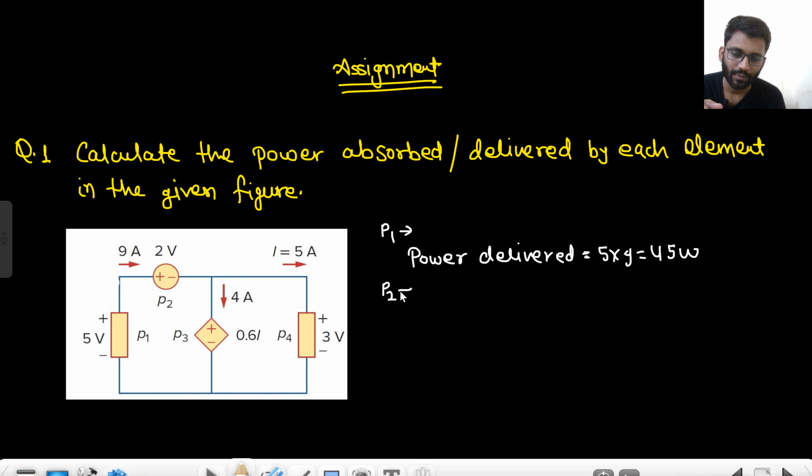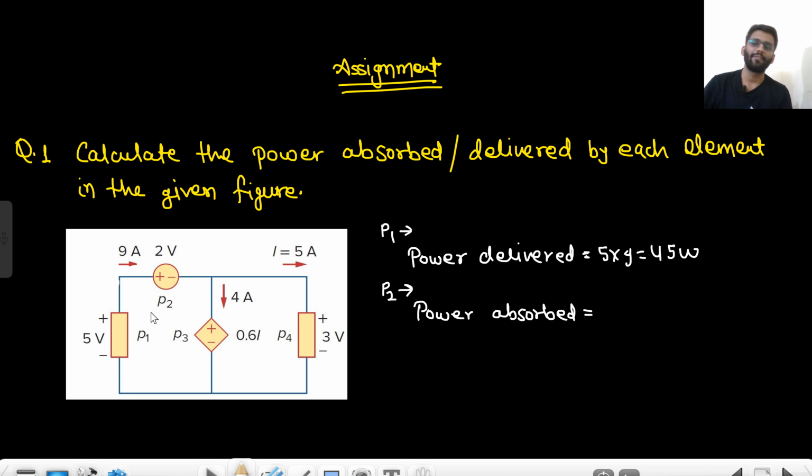Let's talk about P2. Current is getting into the positive terminal. That means power absorbed. If the current is getting into the positive terminal, the power is being absorbed, and if it is getting out of the positive terminal, it is being delivered. So power absorbed is 9 into 2, that means 18 watt.